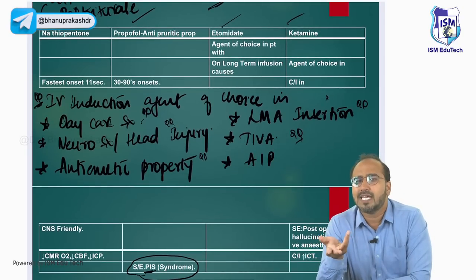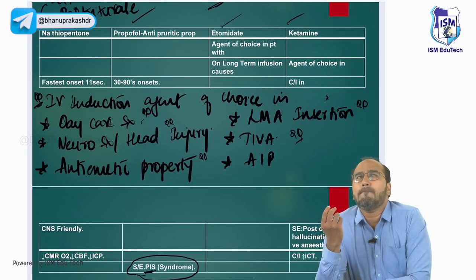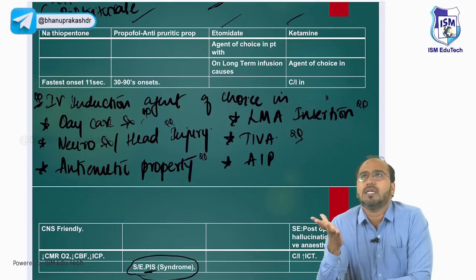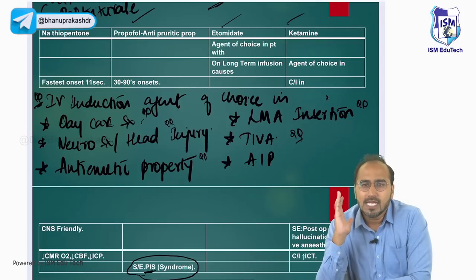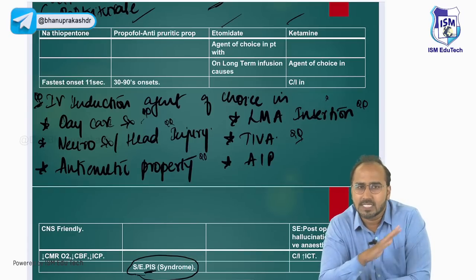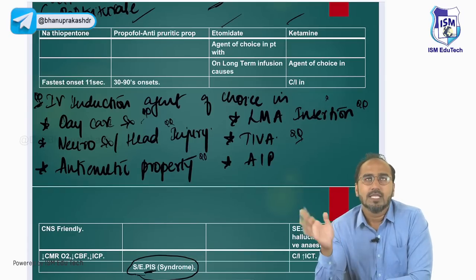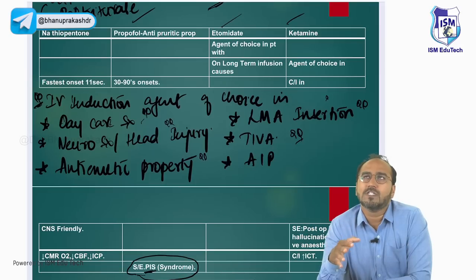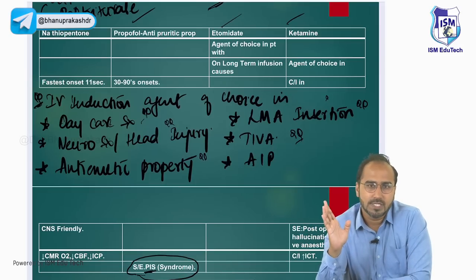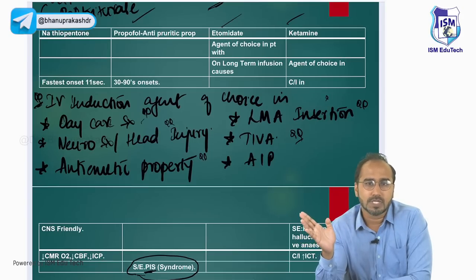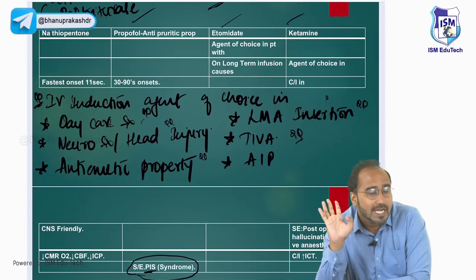What do I remember about propofol? Milky white solution and IV induction agent of choice in 6 conditions. We will remember these 6 points of propofol. Thiopentone is a yellow amorphous powder, a short acting barbiturate. Why is it short acting? Because of rapid redistribution. That is one point. What will we remember as the second point?